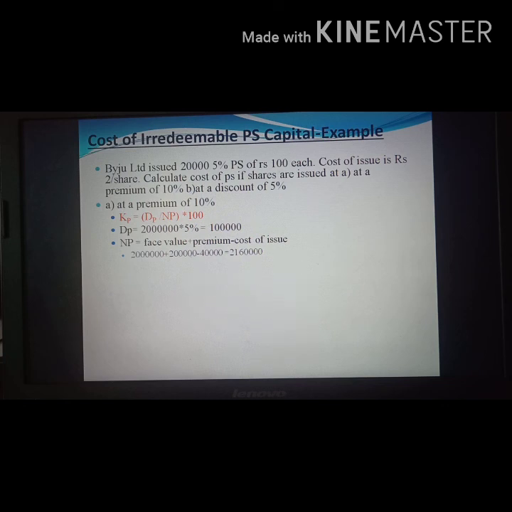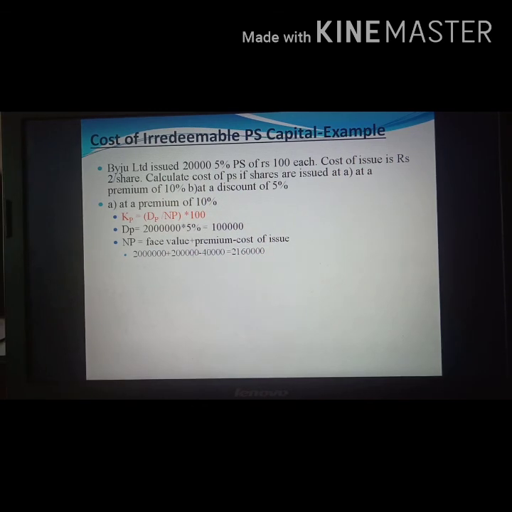So in order to get the net proceeds value, face value plus premium minus cost of issue, I will repeat once again. The cost of issue is rupees 2 per share. Altogether there are 20,000 shares, 20,000 into 2 is equal to 40,000. So net proceeds is equal to face value plus premium minus cost of issue. Face value is 20 lakh plus 2 lakh, that is the premium amount. Then we want to deduct 40,000, that is the cost of issue. So altogether we will get 21 lakh 60,000.